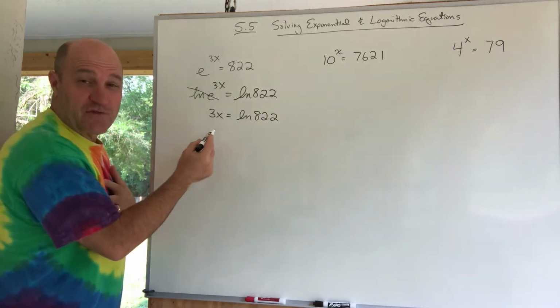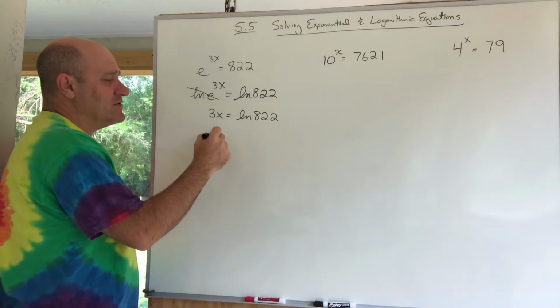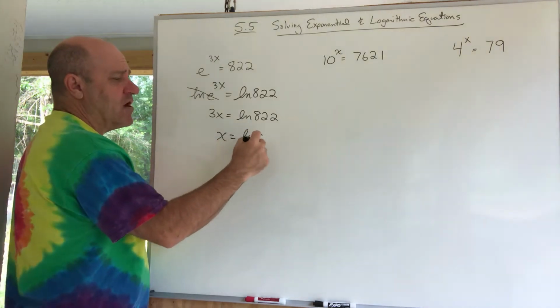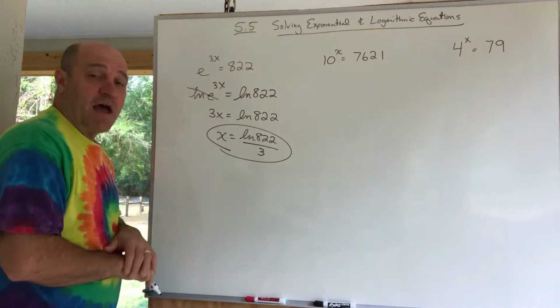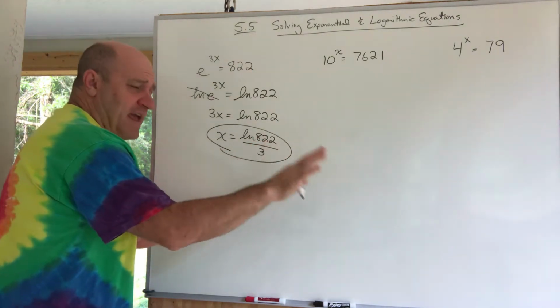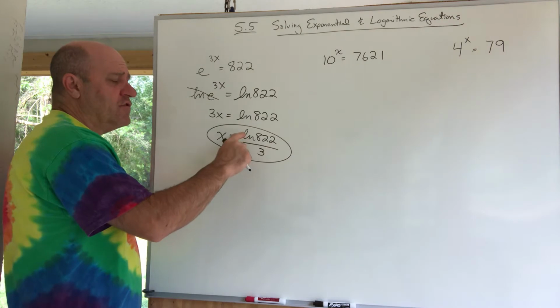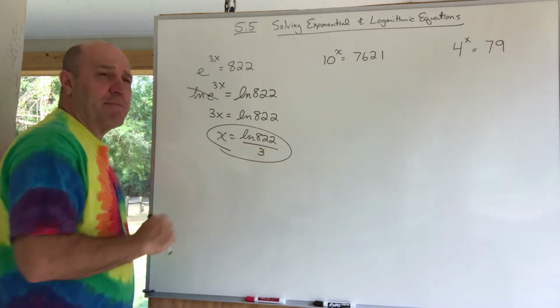Of course, to solve for x, you divide by 3, and so x is the natural log of 822 divided by 3. So there's the answer. You do not divide the 3 into the 822. You do the natural log first, then you divide by 3.